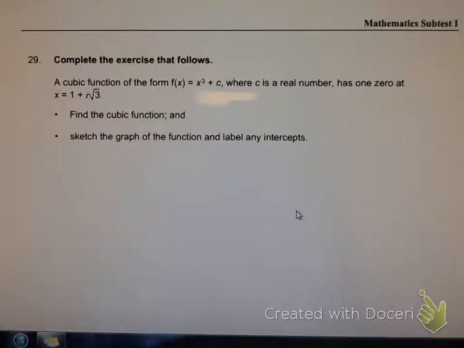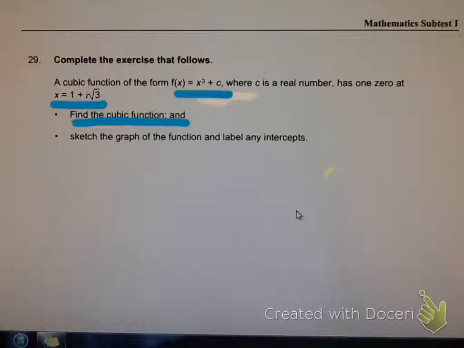Okay, we're going to solve this problem. So first, if you read, we're going to try to find this cubic function, and they give you a couple clues. Number one, they give you this general form, and all you're supposed to do is find the c. But they give you another clue, which is helpful, which is this.